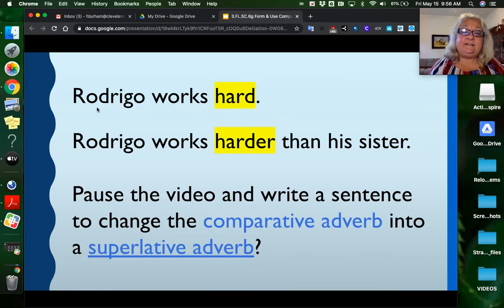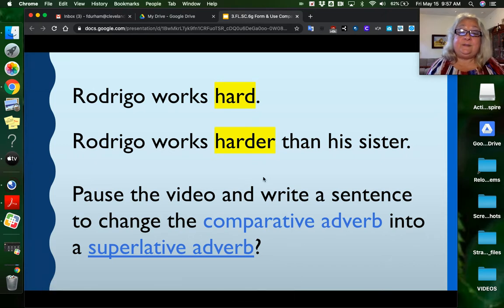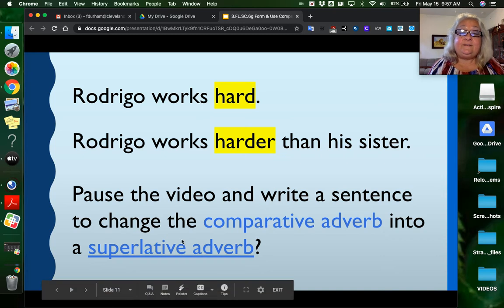Again, with these sentences about Rodrigo. Rodrigo works hard. Rodrigo works harder than his sister. Pause the video and write a sentence to change the comparative adverb harder into a superlative adverb. Remember when we did adjectives, comparative compares two things and superlative compares more than two things.